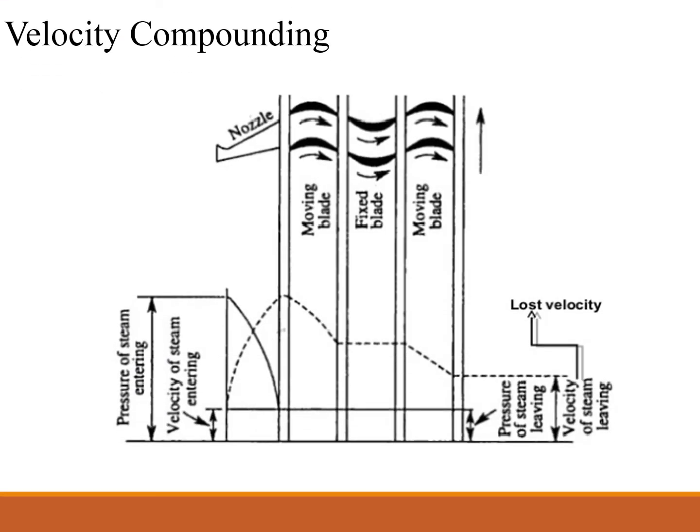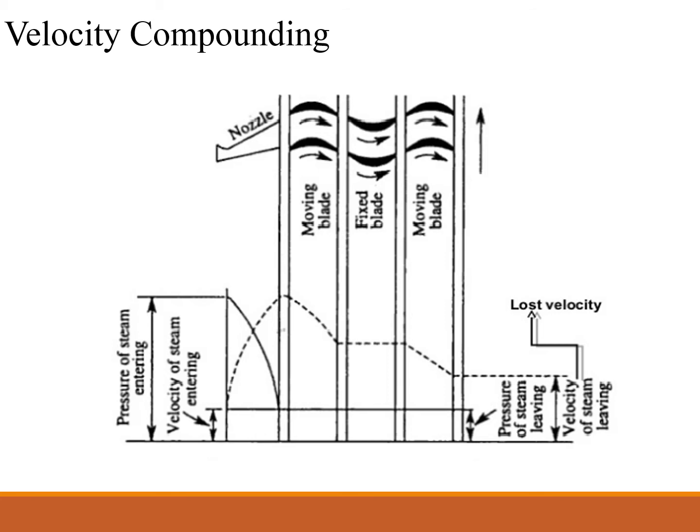Velocity compounding. This type of turbine consists of a fixed set of rings of nozzles and two or more rings of moving blades, as shown in the figure. It has two rings of moving blades on the rotor and one ring of guide or stationary blades arranged between the moving blades and set in reverse manner, which are attached to the casing of the turbine.